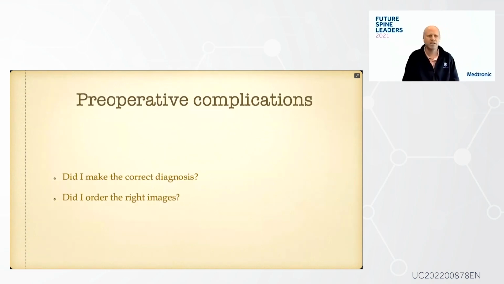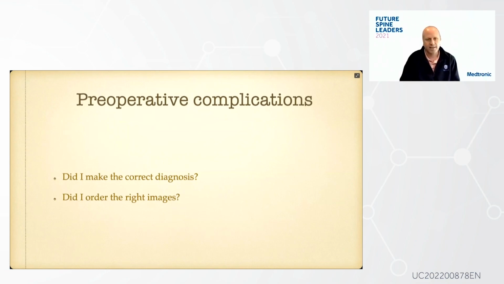So preoperative complications. I think the two things that I think about is, did I make the correct diagnosis? And did I order the right images or radiologic testing? So if somebody comes in with back pain, probably get a lumbar MRI scan. If somebody comes in with neck pain, probably doesn't make sense to get a lumbar MRI scan. But there are patients that present with a diagnosis and the improper images, and we have to weed through that to figure out, do new things need to be ordered? Does their clinical examination and complaints correlate with their findings? And if they don't, how can we sort of fix that?